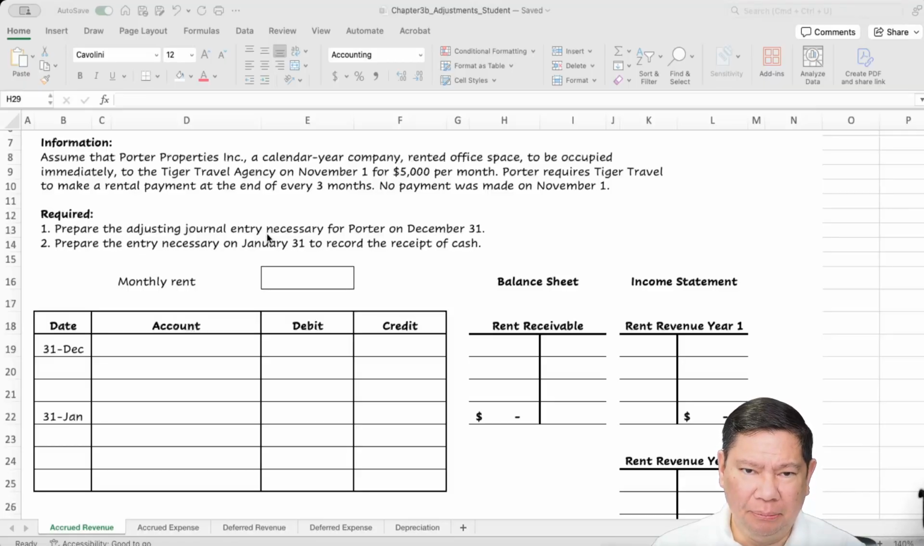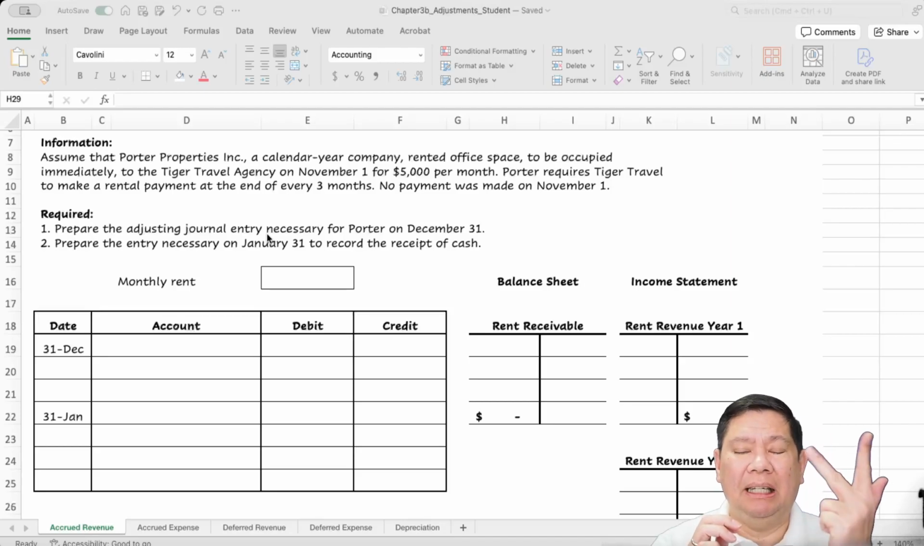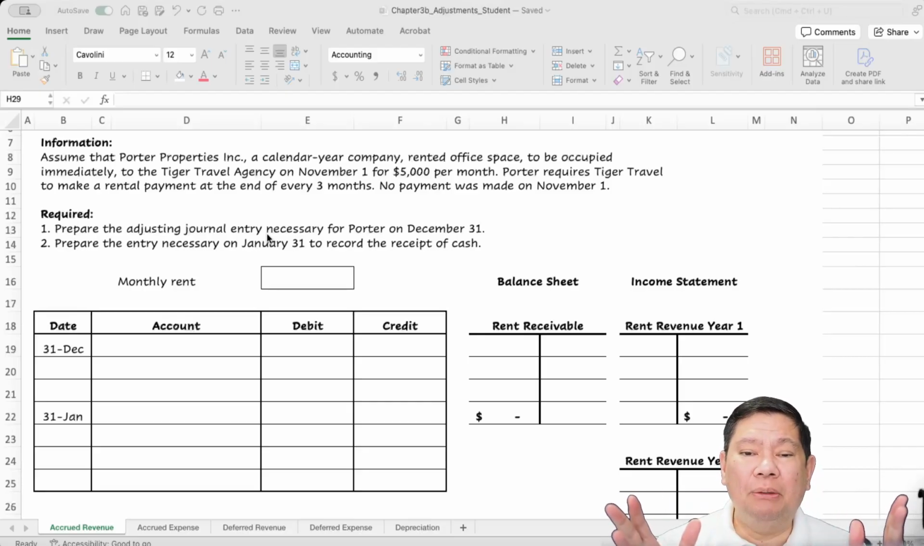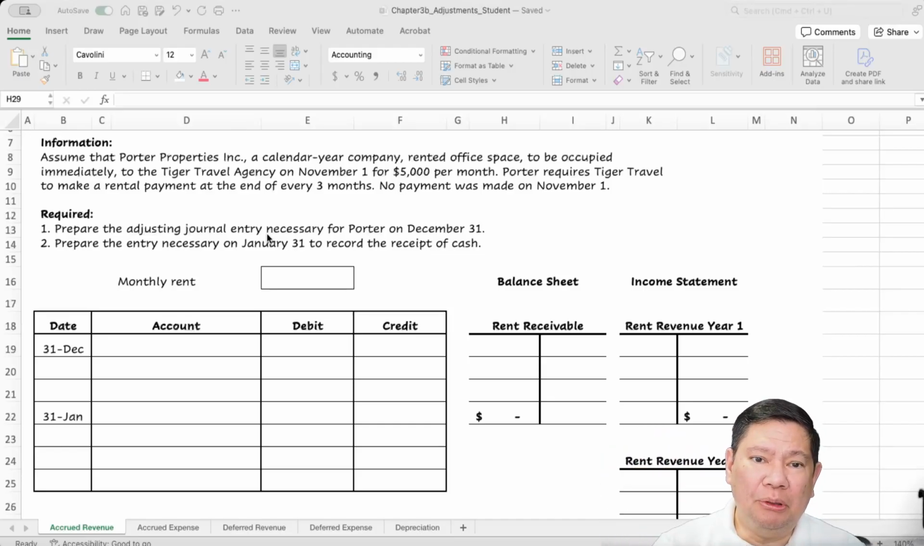Travel Agency on November 1 for $5,000 a month. So that's the rental. Porter requires Tiger Travel to make a rental payment at the end of every month. So $15,000 will be received 3 months later, which means November, December, and January. So it will be received by the end of January. And no payment was made on November 1. But Tiger Travel Agency already moved to the office and uses the office.